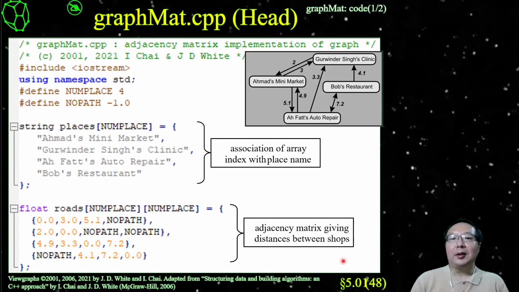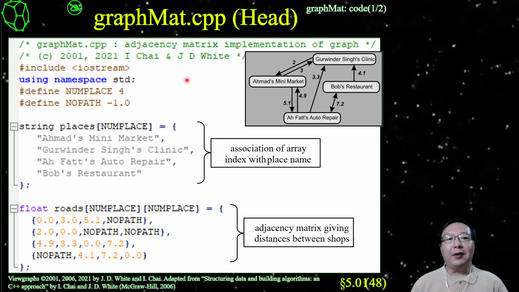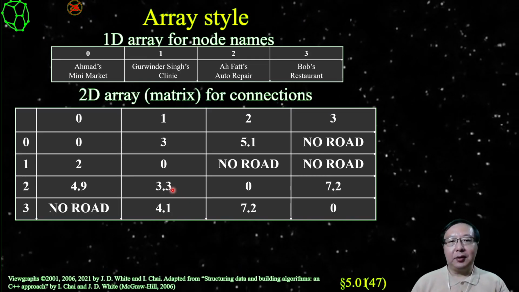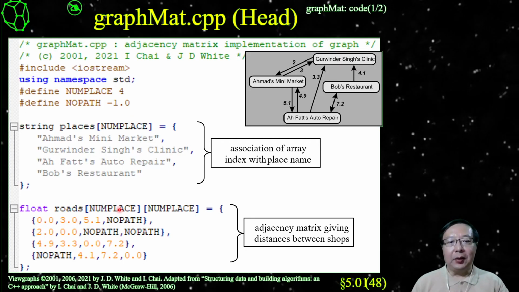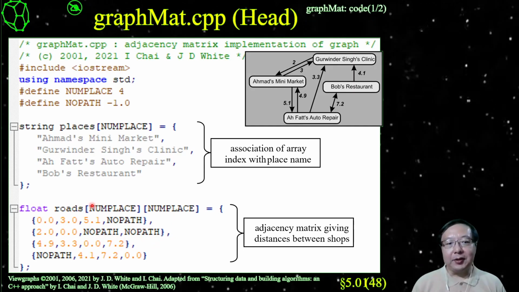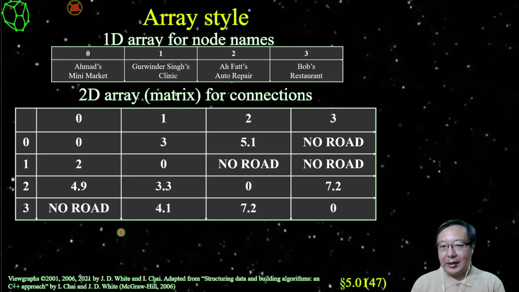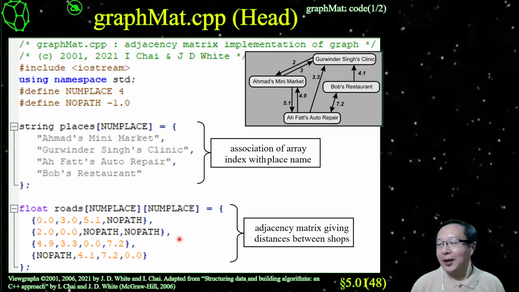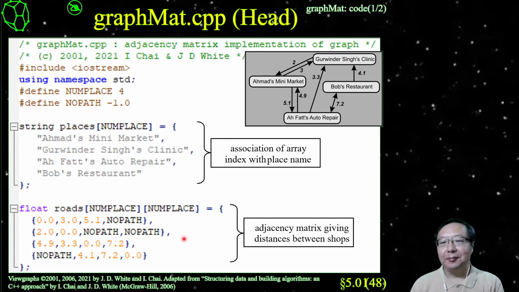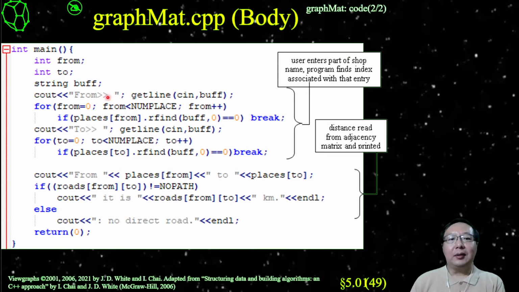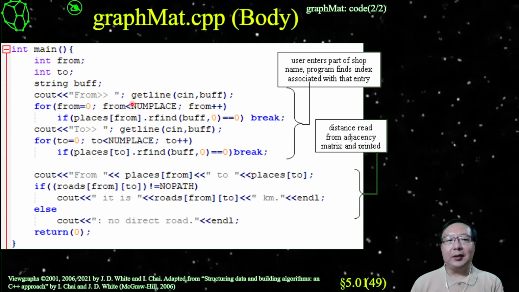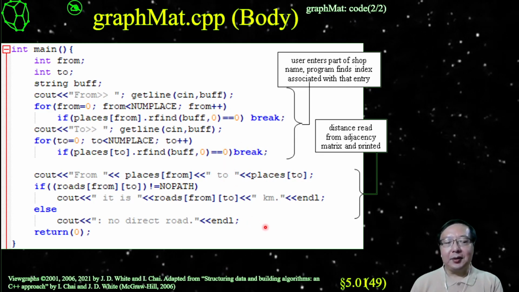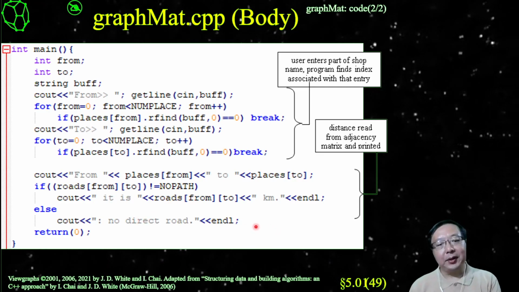So here is our C++ code. We have this array up here, a 1D array for node names. Then we have this array, which is an adjacency matrix. This is two-dimensional, and it shows you exactly this data, except that I called it no path here instead of no road. Okay, but same thing. Then in the main, we have the user entering where they're coming from and where they want to go. And then it reads the distance from the adjacency matrix, or if there isn't one, it'll say there's no direct road.